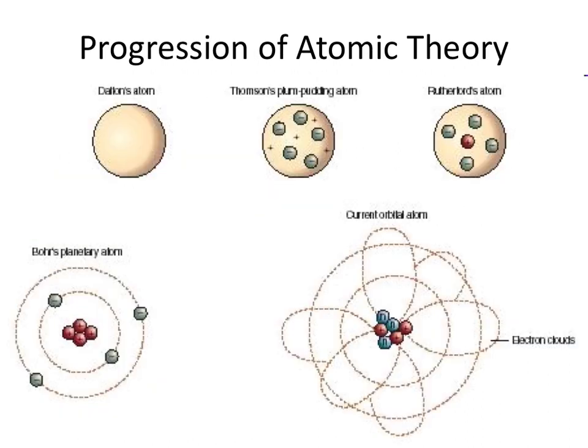Now that we are familiar with all the various models of the atom through history, we can start to organize this in a timeline to give us an idea of how the current model of the atom came to fruition.